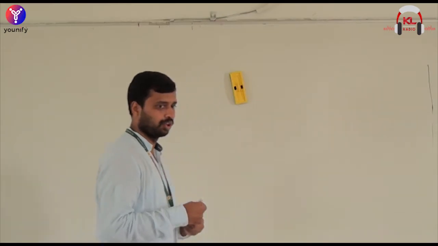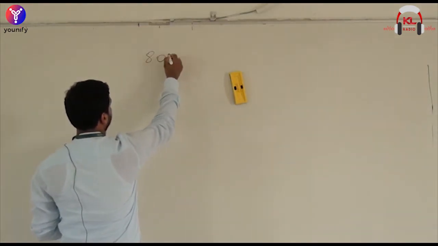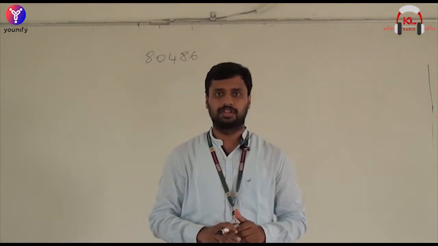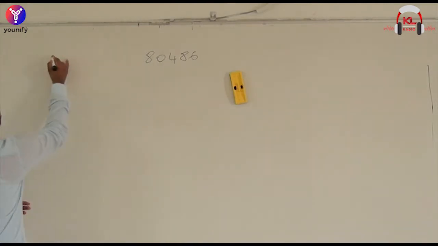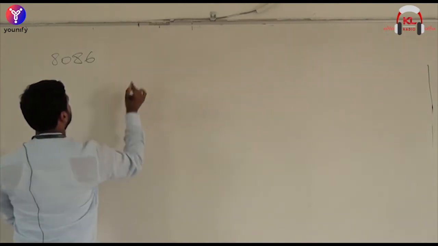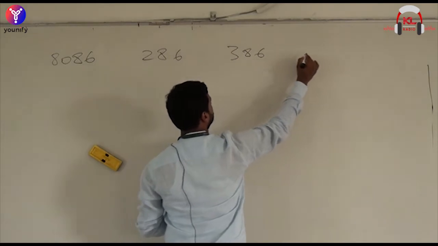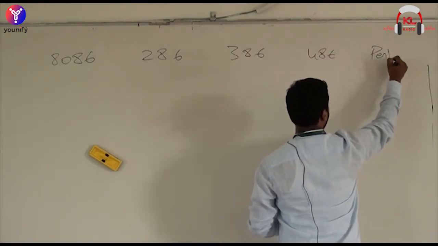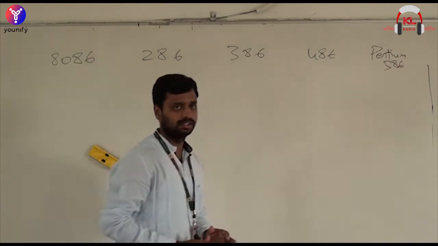The next processor that we have to go through is 80486. So before going on to the next processors, we'll understand every processor by its differences. So far we have discussed 8086, 286, 386, 486, and then goes to your Pentium, which is again 586.